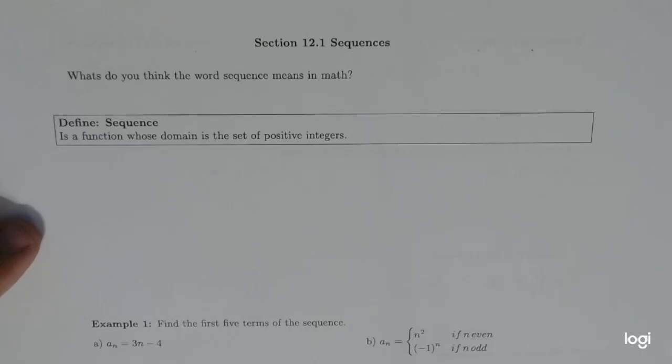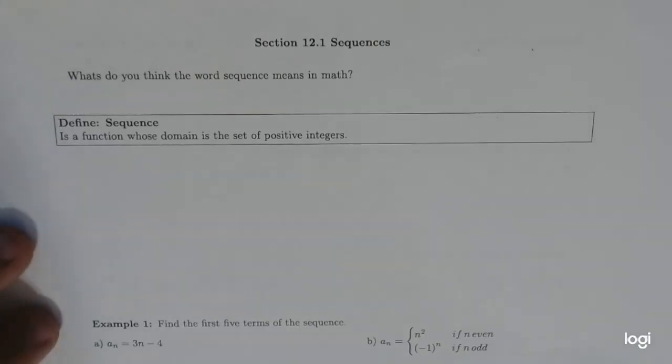So this section is called sequences. It's kind of like a function with a little bit of a twist on the definition. A sequence in math is things that go one after another, like 4, 5, 6, 7, 8. They go one after another.